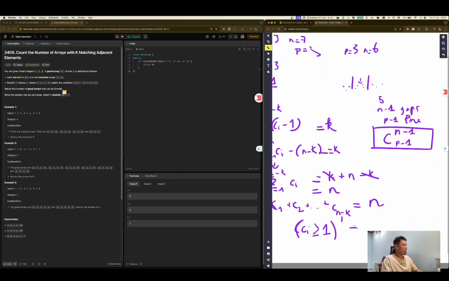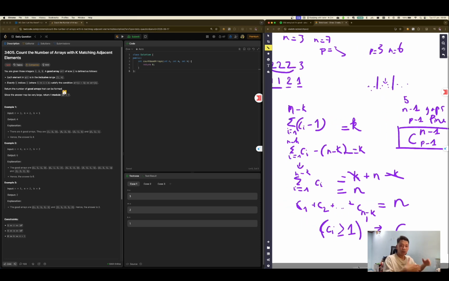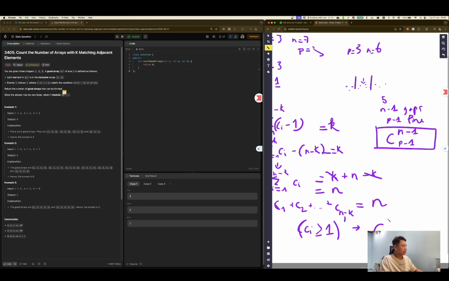So this turned out, we got the final. That means we got the number of ways to divide the original array into some subarrays that satisfy the condition of exactly k indices where two continuous elements share the same value, and we got C of n minus 1 and n minus k minus 1.